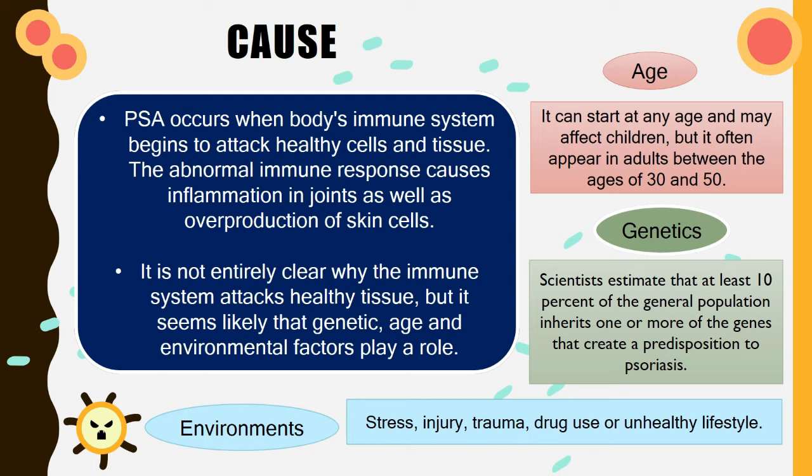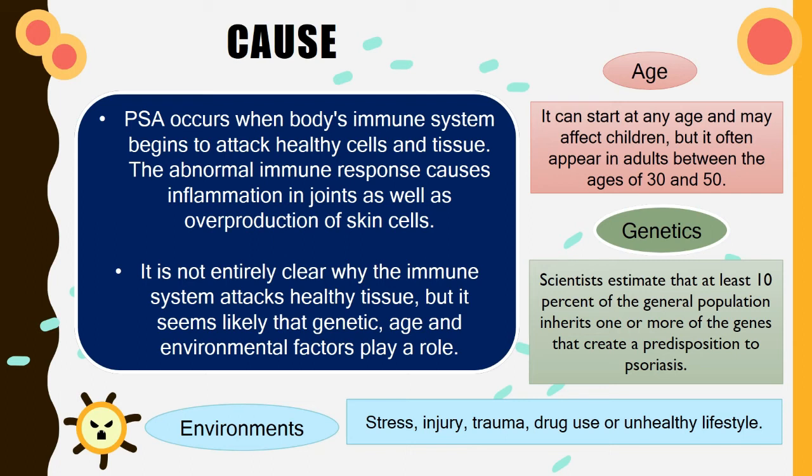It is not entirely clear why the immune system attacks healthy tissue, but it seems likely that genetic, age, and environmental factors play a role. For the genetic, scientists estimate that at least 10% of the general population inherits one or more of the genes that create a predisposition to psoriasis. For age, it can start at any age and may affect children also, but the disease often appears in adults between the ages of 30 and 50.